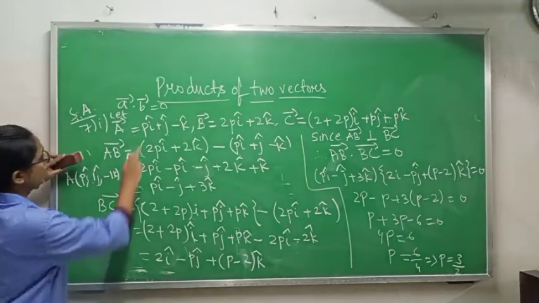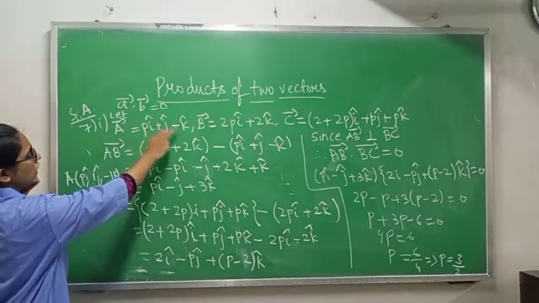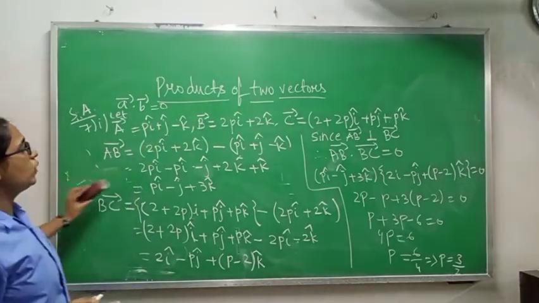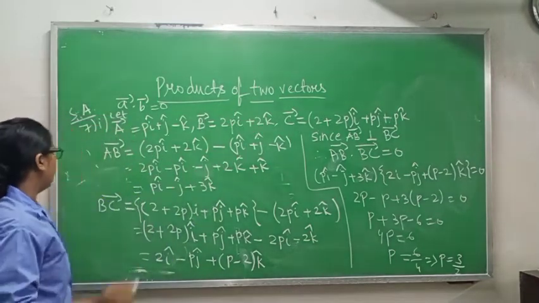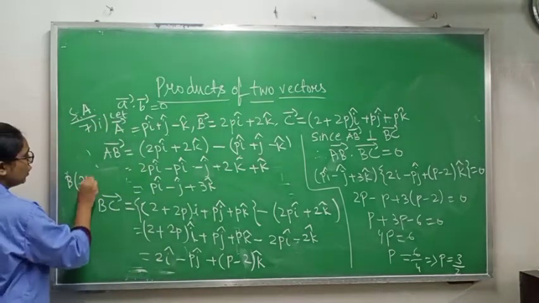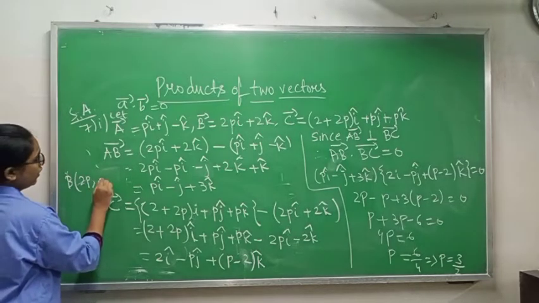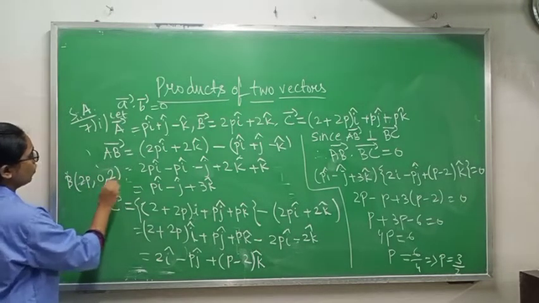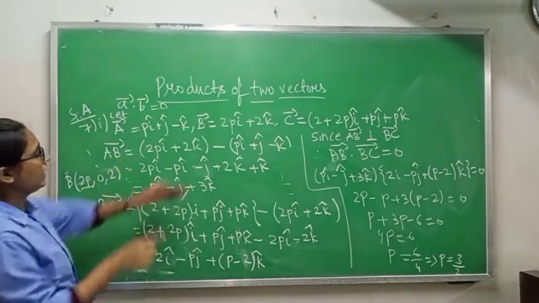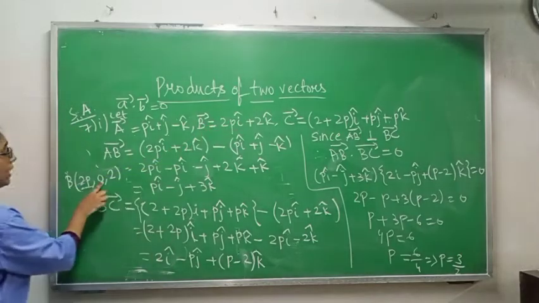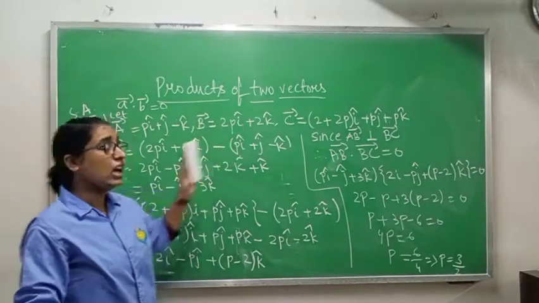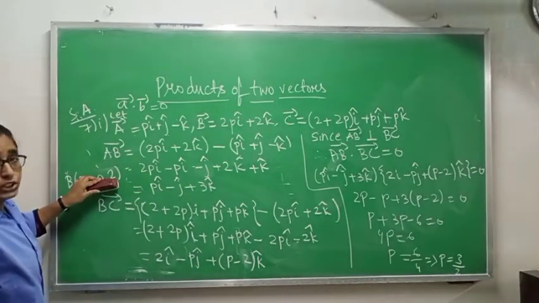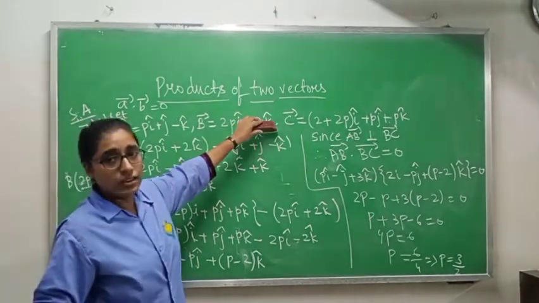Okay, so I have written a vector as p i cap plus j cap minus k cap. Same thing you will do for b and c also. In b it is given, b point is (2p, 0, 2), that is why I have written 2p i cap, and here we have 0, it means there is no j present. Now with k you have only 2, that is why I have written 2k cap.